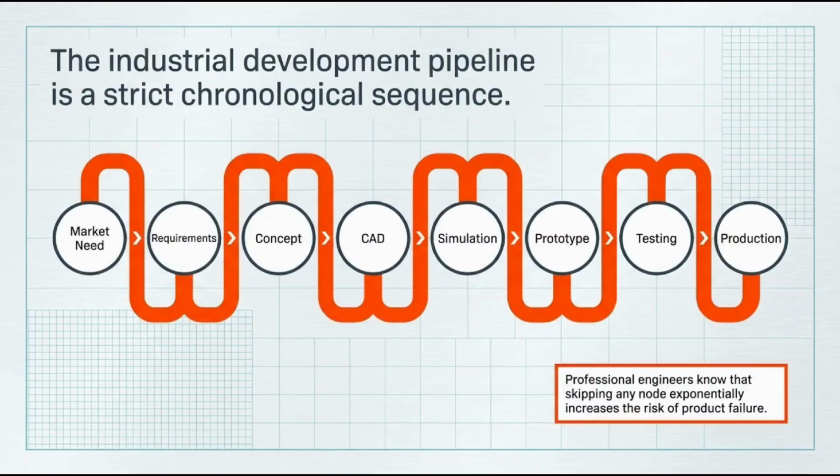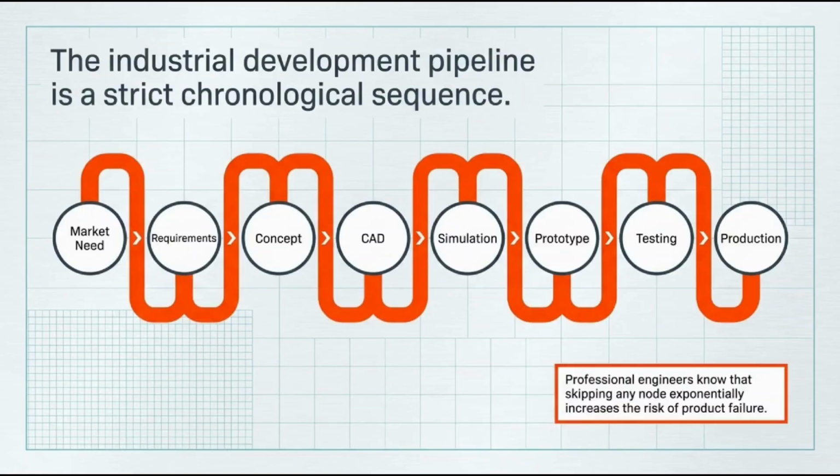After CAD, engineers perform simulation for structural analysis, thermal analysis, fatigue analysis, and aerodynamic studies. Virtual validation reduces the risk before physical prototypes are built. The next stage is prototype development. Ideas become physical products. Testing follows immediately afterward. This is where assumptions meet reality. Data is collected, weaknesses are identified, improvements are implemented, and finally the product enters production.